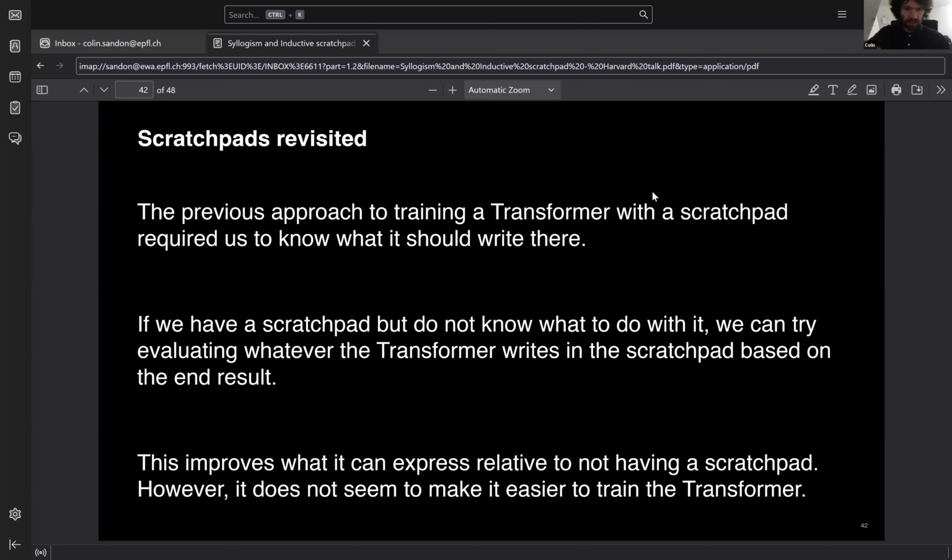In this case, it's relative to not having a scratchpad, and it's still possible for you to compute more complicated functions than you could without a scratchpad, but it doesn't really seem to help with learning in a sense, as it won't help with globality.